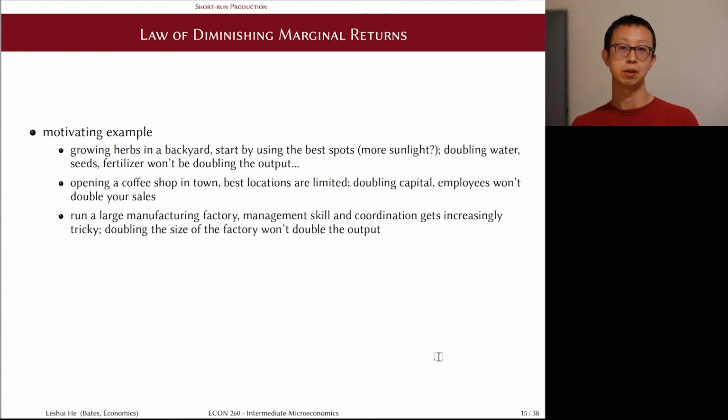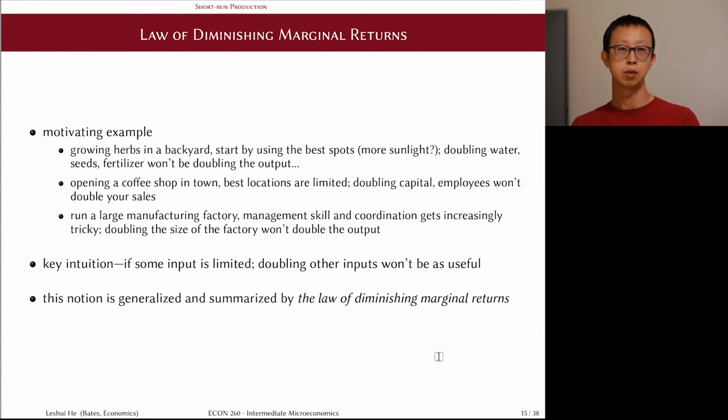We can also think about a third example. In a large manufacturing factory or large business chain, coordinating tasks among larger and larger teams gets increasingly challenging. So at a certain point, doubling the size of the plant and the size of the employees just won't double the output. The point here, through these examples, is that some essential inputs are limited. So as you double other inputs, the output just cannot double. This observation is generalized and summarized by the law of diminishing marginal returns.